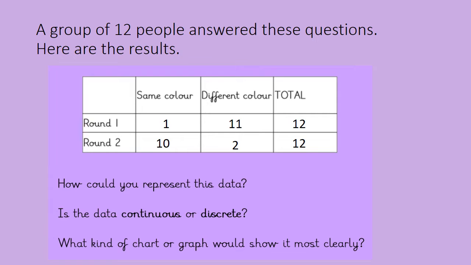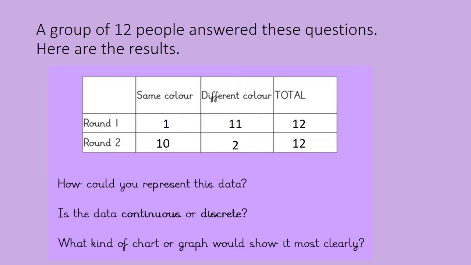A group of 12 people answered these questions and here are the results. On round one, one person thought that squares A and B were the same colour and 11 people thought they were a different colour. That makes a total group of 12. On round 2, 10 people thought they were the same colour, but 2 people weren't convinced and thought they were a different colour. Again, 10 plus 2 makes our total of 12.